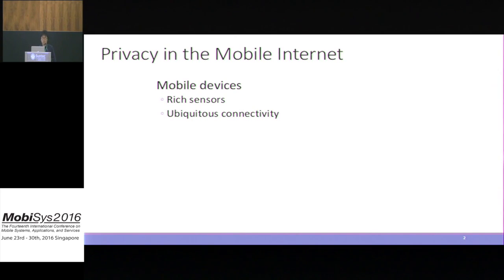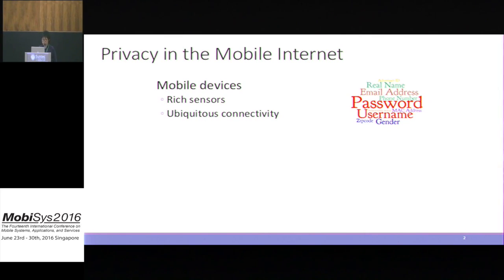Nearly all of us carry mobile devices in our pockets. They are equipped with rich sensors and ubiquitous connectivity. And we use them to access the internet to do a variety of things, everything from checking social networks to shopping to banking. And while we are doing this, we reveal all kinds of information about ourselves.